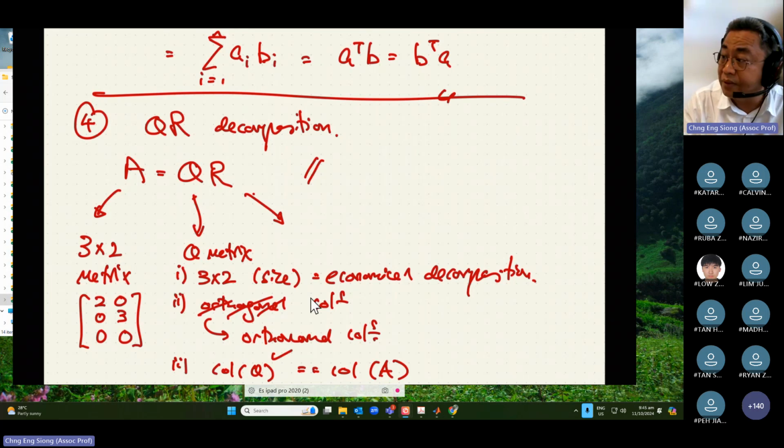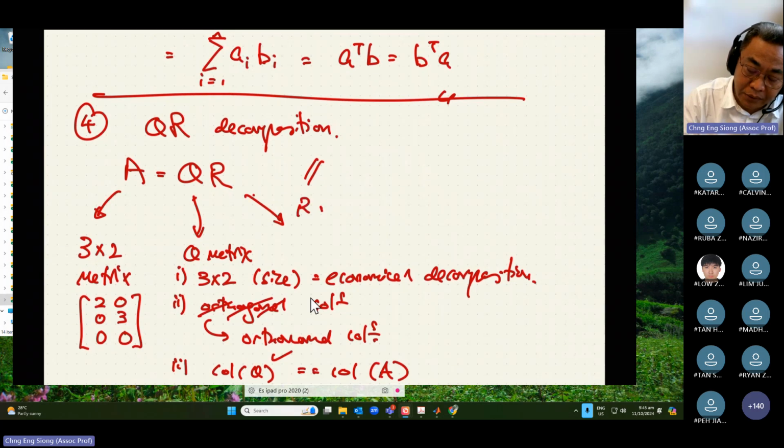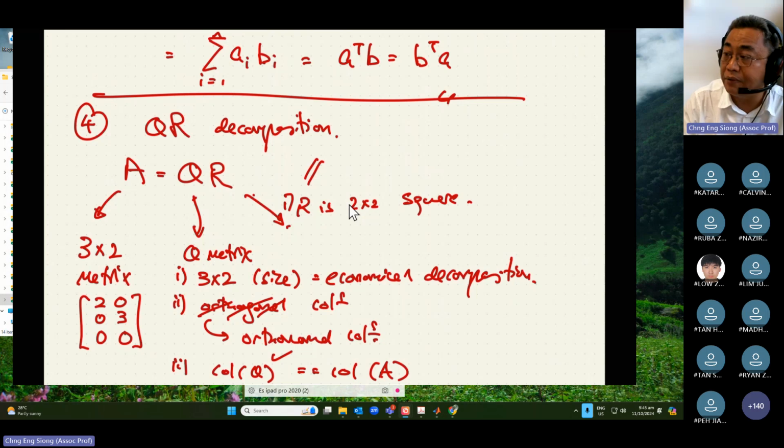R, what does R have? What's the size of R, guys? Square, rectangular? Square. Very good. 2 by 2. So it's 3 by 2 equals 3 by 2 times 2 by 2. So at least R is square. What else? The second property of R? Upper triangular. Very good. How do I draw upper triangular? It looks like this: zeros below and values on top.